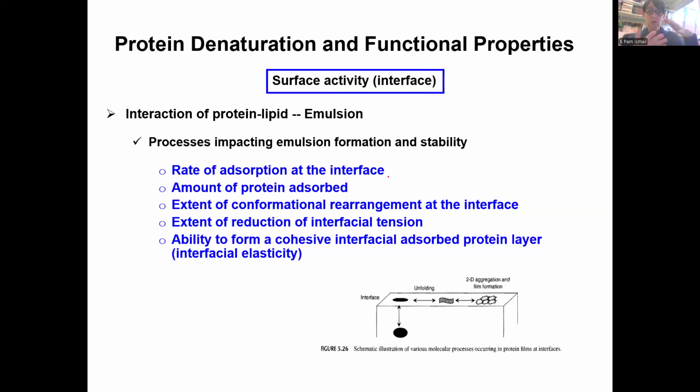You need the protein to interact with another protein to form the film, but you need enough charge to repel proteins on the surface of one oil droplet and then protein on the surface of another. You want to have enough charge so that they repel each other. So that is very important in the balance of everything, kind of.